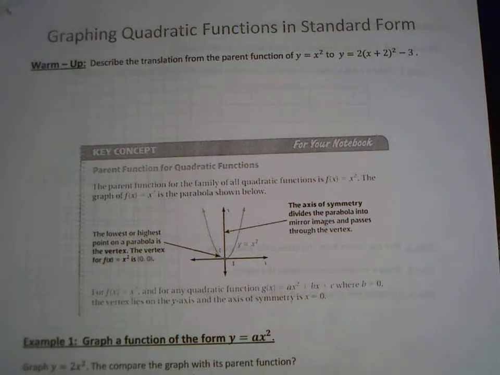Hi, today we're going to do the lesson on graphing quadratic functions in standard form. Make sure you fill out the notes as we go along. If you have any questions at all, please write them in the margins and be sure to ask me when you return to school.